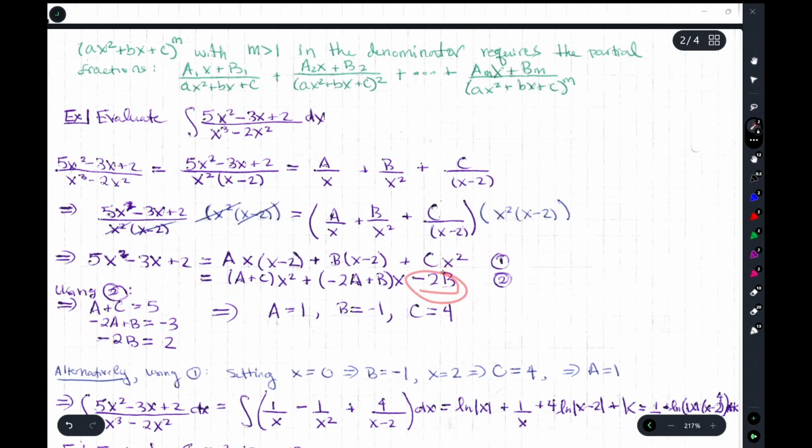And likewise, we have negative 2b multiplying the x to the power of 0, or 1. And what do we have that's similar on the left-hand side? We have 2, and so we get that final expression. Now you have a system of linear equations, and you just solve for these 3 variables, a, b, and c.